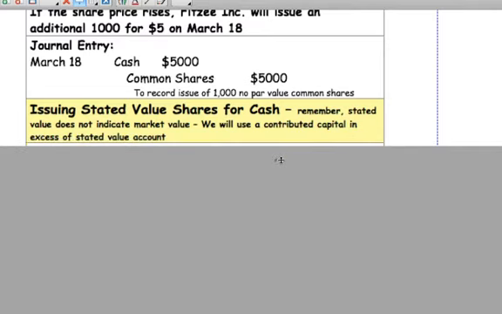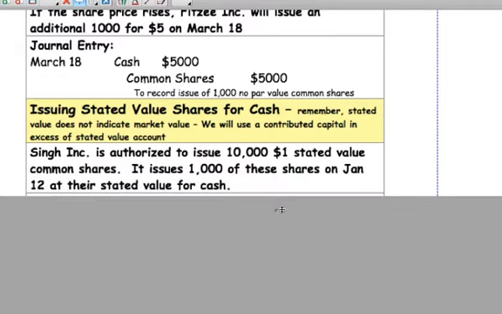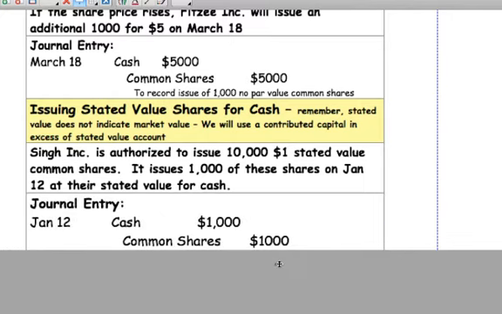Now let's look at issuing stated value shares for cash. Now remember, stated value does not indicate market value. So we sell it for whatever price we sell it for. However, that stated value has to go into the common share account, and anything over that stated value goes into the contributed capital in excess of stated value account. So let's look at this company. Singh Incorporated is authorized to issue 10,000 $1 stated value common shares. Authorized means how much are they allowed to sell. Well, they actually sold 1,000 of these shares on January 12th at their stated value. So they sold 1,000 shares at $1. So the entire amount goes into common shares because they sold them for their stated value, nothing in excess. So that's the journal entry.